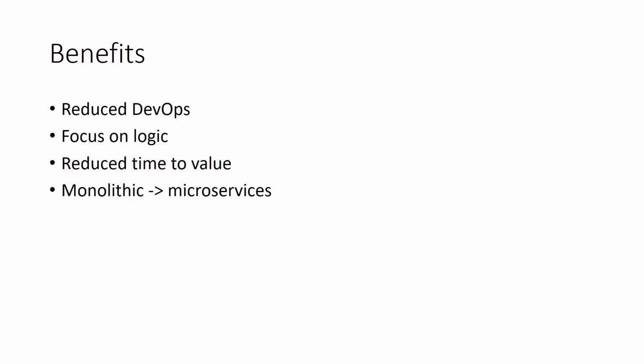We can focus on the logic, which means that we can build simple pieces. And sometimes you only need a simple piece. You don't need a whole application. You just need something quite simple. There's also reduced time to value. Some people say reduced time to market, but I like to say reduced time to value, where you're actually getting value out of what you've produced. And of course, rather than producing monolithic applications and all the supporting bits and pieces that go with them, we're just producing microservices. So let's see how easy it is to get started with Azure Functions.